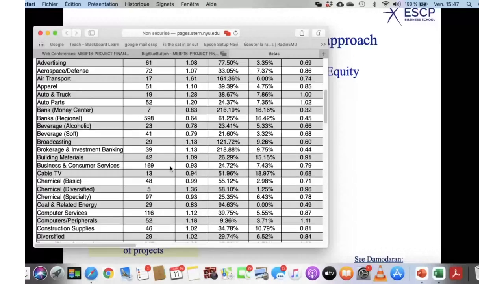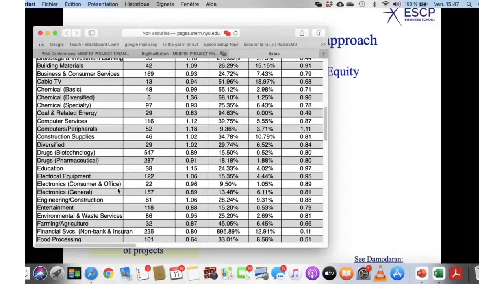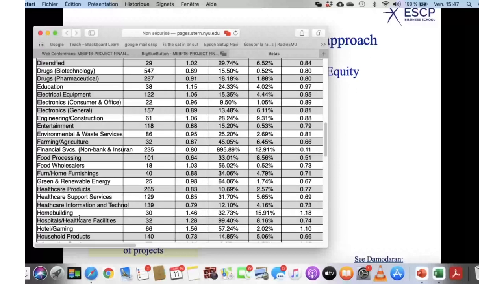For instance, let's say engineering construction. Let's look at this one. You have green and renewable energy. That would be good for what we do because we are looking at a wind farm project. Okay, so what do you have here? The number of firms in the sample.